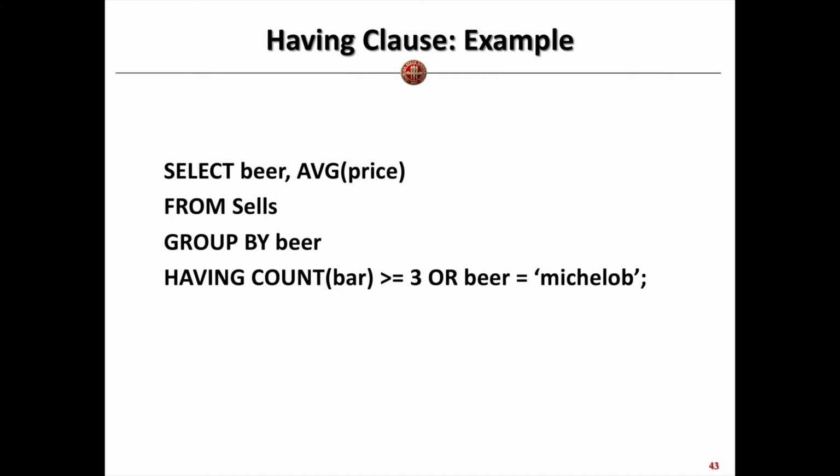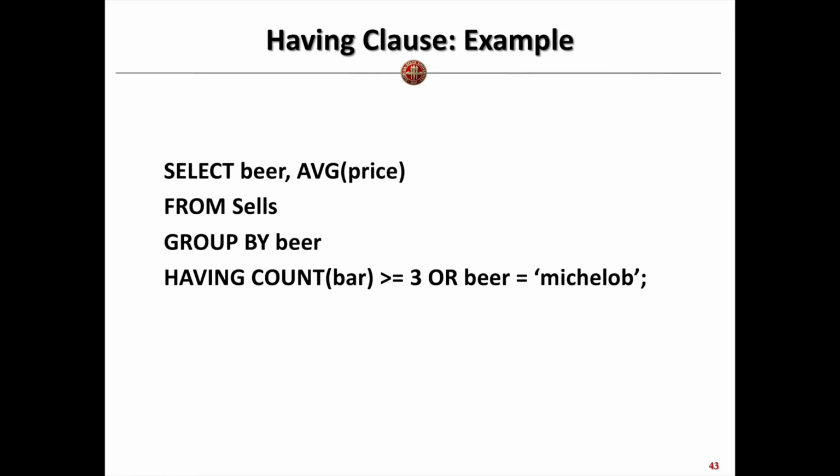So here in this page, we want to select the beer together with its average price from the Sales table. However, we have some conditions. This condition is not on the records, on the tuples. Actually, this condition is on the groups. We group by beer, and we have some condition on these groups. We need to ensure having the count of bar larger than 3.